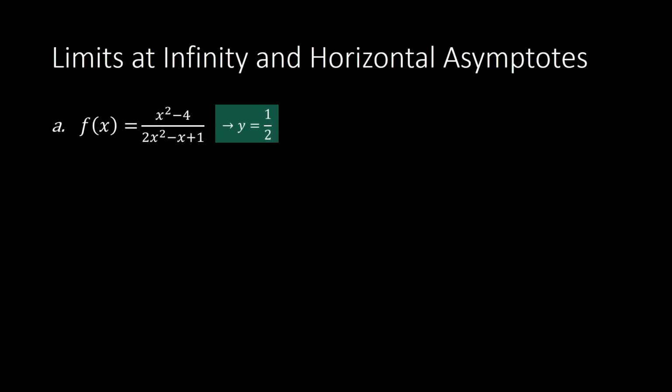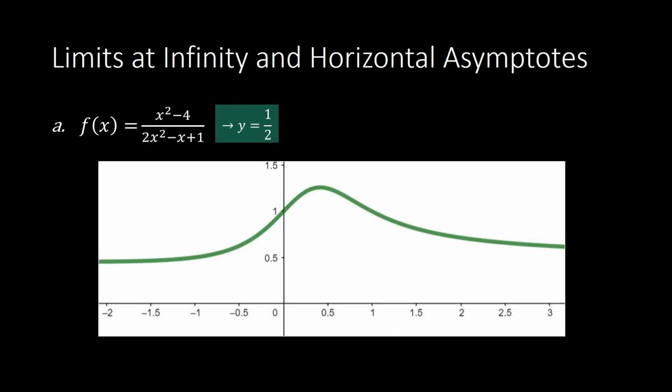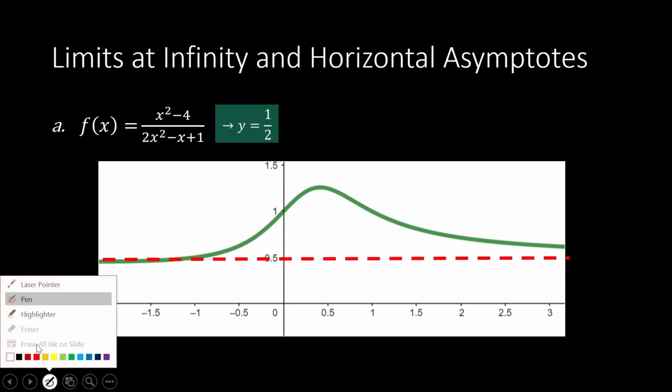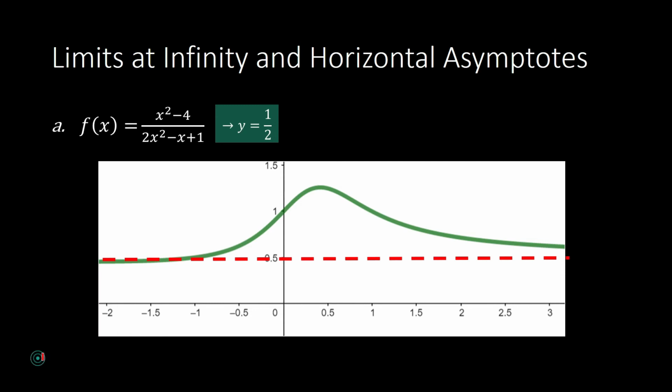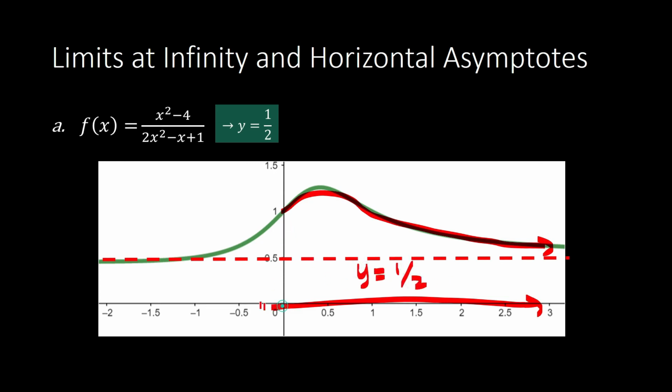I will show you the graph of these functions so that we can see how the graph behaves in relation to the horizontal asymptote. So this one is a rational function whose horizontal asymptote is the line y is equal to 1/2. And what we are seeing here is as x approaches infinity, our function approaches y is equal to 1/2. And the same when x approaches negative infinity. Our function also approaches the horizontal asymptote.